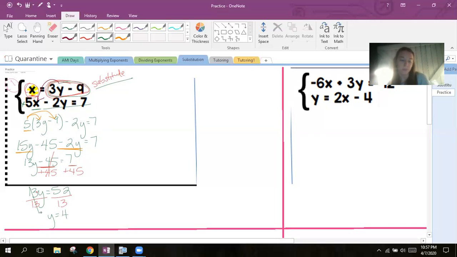4. All right, a lot of you are going to want to stop there because we solved for a variable, but we only solved for one variable.